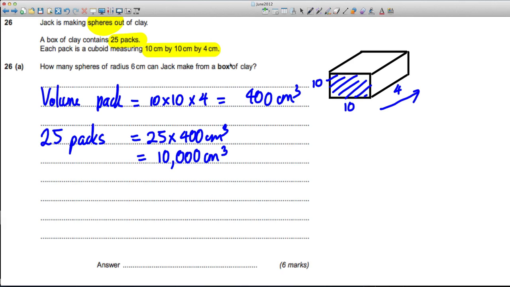Now, the question is, how many spheres of radius 6 can you make from a box of clay, from all these 25 packs? Well, the volume of one sphere, this is given in the front of your formula booklet, is 4/3 pi r cubed, which in this case would be 4/3 pi multiplied by 6 cubed. Tap that in your calculator.